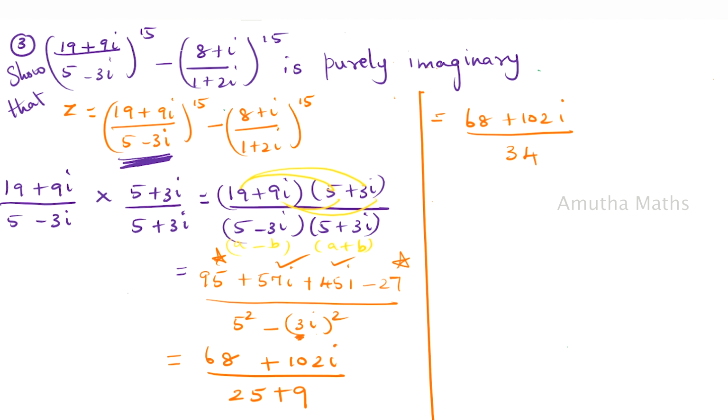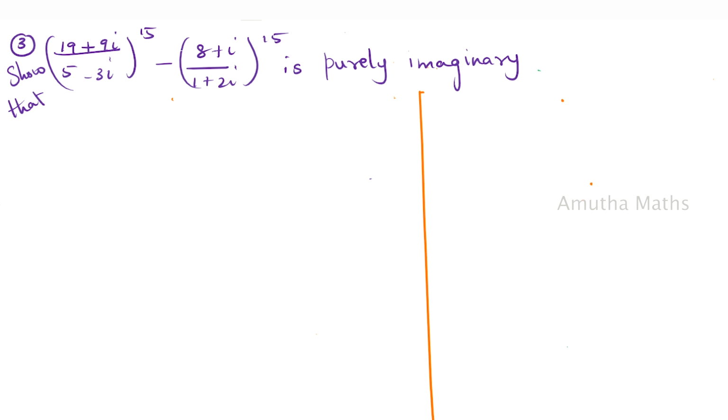Okay. So this is equal to, if I take 34 common, so I will be getting 2 plus 3i. Okay. So divided by 34. So these two get cancelled and I will be left with 2 plus 3i. Okay. Now you take this part, 8 plus i divided by 1 plus 2i. So this is equal to 8 plus i divided by 1 plus 2i.